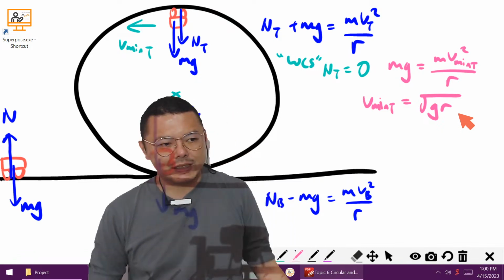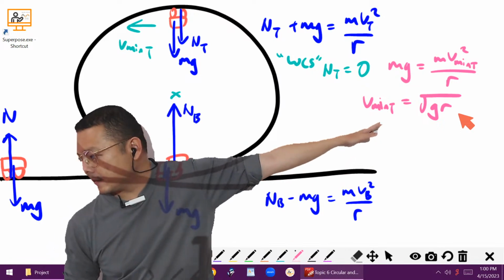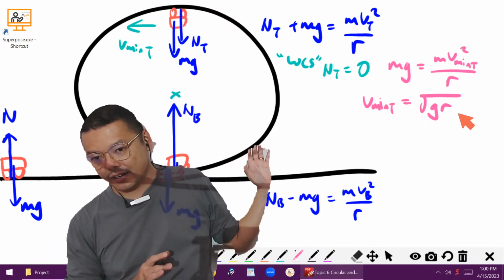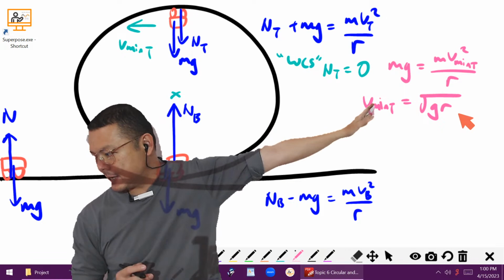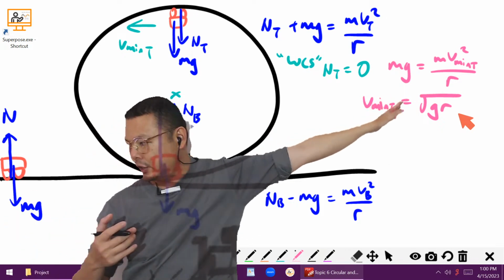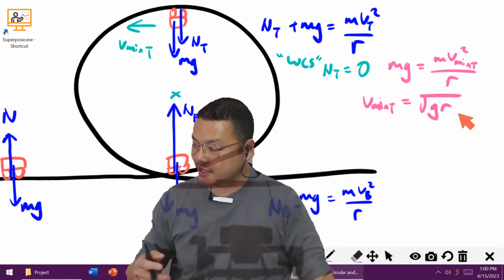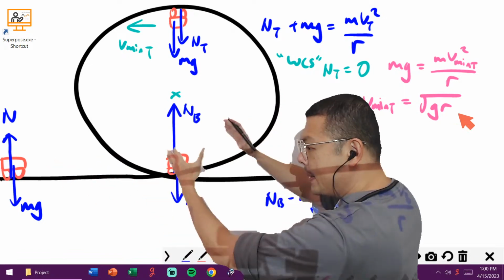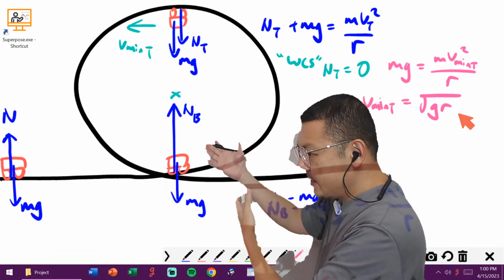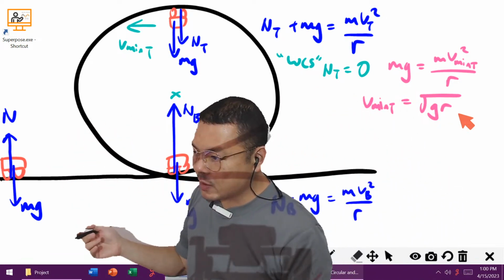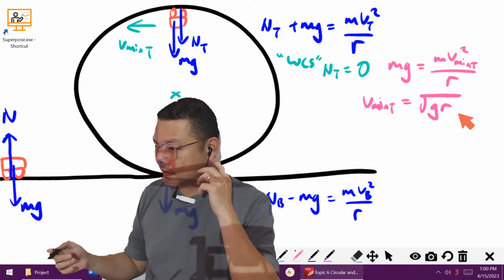So what's the significance of this? The significance is that no matter what the mass of your toy car is, the minimum speed is dependent on g and the radius of the circle. The bigger the circle, the bigger the minimum speed you need. But it doesn't matter what mass of the car you use.